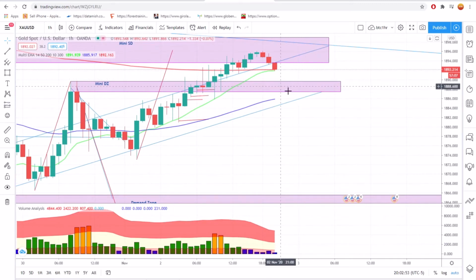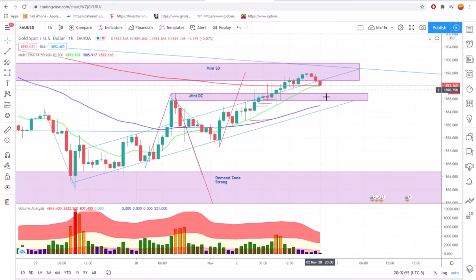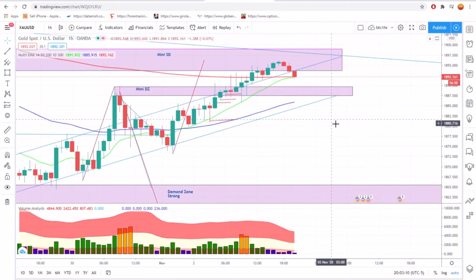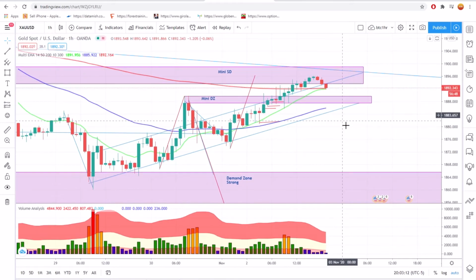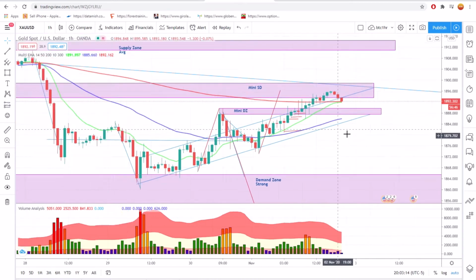What I could see from here is, more than anything, I wouldn't give it too much consideration that we would get a push up from here. We either get a range and then a break, or we're gonna get a straight break. I don't see it as strong, but it's a level to watch. Basically, what's gonna be the reaction.